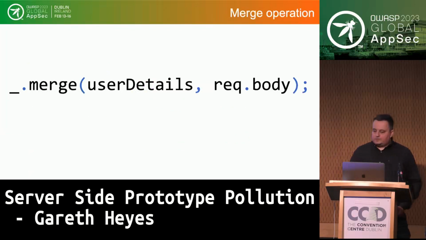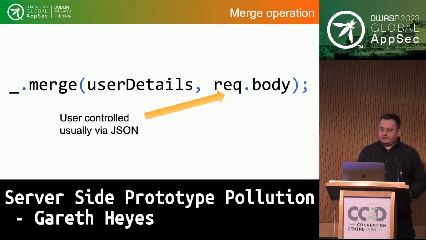So another component of prototype pollution is a recursive merge function. In this instance, it's Lodash. So we're calling the merge function in Lodash, and it merges the object on the left, the user details object, which could be any sort of object, with the request body on the right, which comes from an attacker. So an attacker can modify the request body and it gets merged with the object on the left. And this is one of the components of prototype pollution, a merge operation.